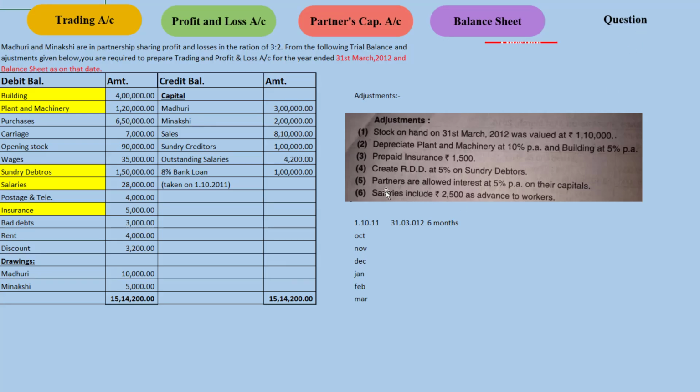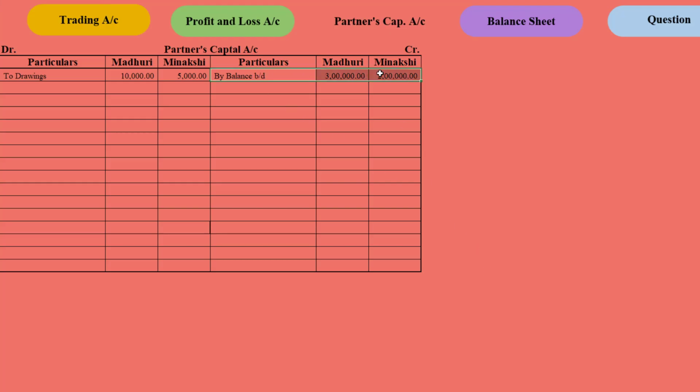Go to the question. Next adjustment, partners are allowed interest at 5% on their capital. So go to the partners capital account. See, these are the capital. We need to charge interest at 5% on the capital of both the partners. So I'll show you calculation of interest on capital. First partner is Madhuri.